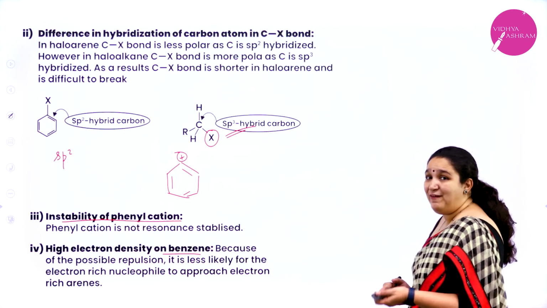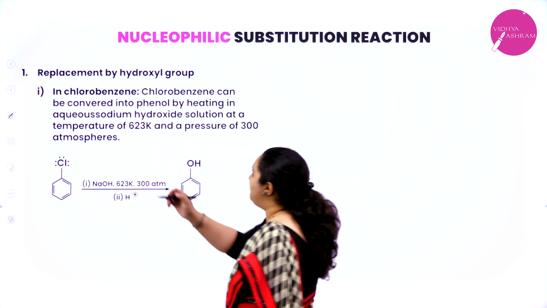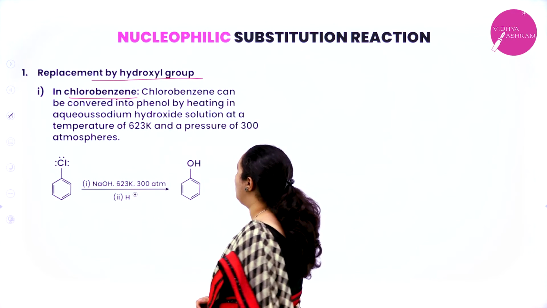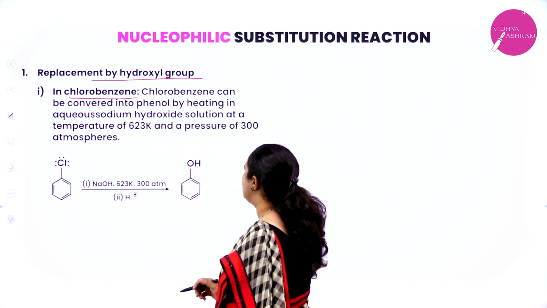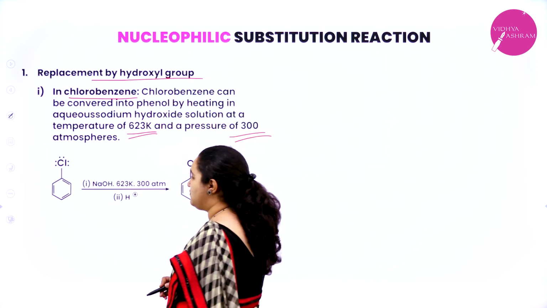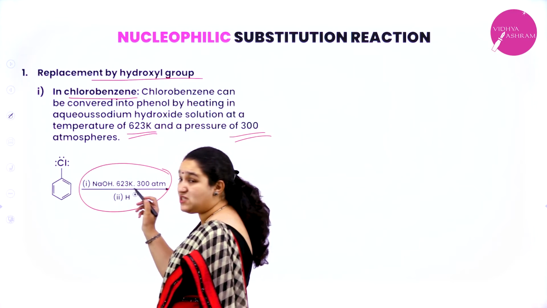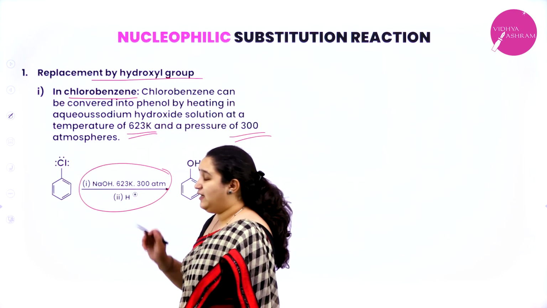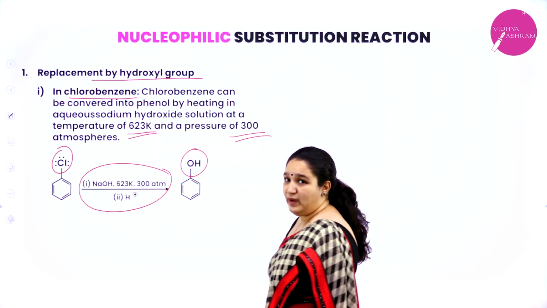So we will see if actually the nucleophilic reactions happen. First one, replacement by hydroxyl group. So if you are taking a chlorobenzene, okay, it can be converted to phenol by heating with aqueous sodium hydroxide solution at the temperature of 623 Kelvin and the pressure of 300 atmospheres. Okay, so what is happening here? See, you require a very high condition, 623 Kelvin temperature and 300 atmospheric pressure when you are treating it with sodium hydroxide. Only then chlorine can be substituted with OH group.